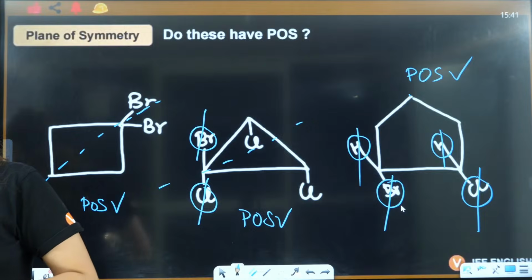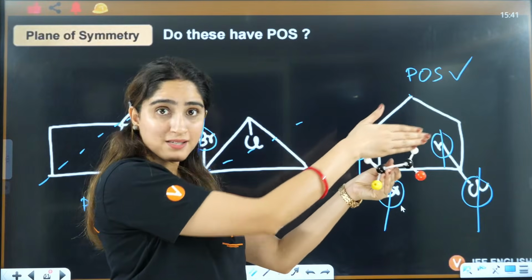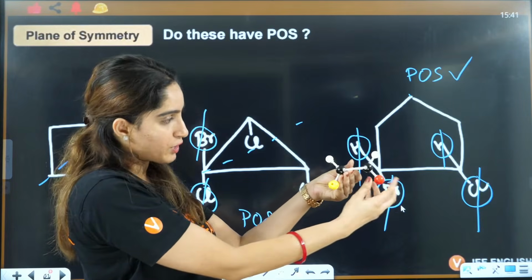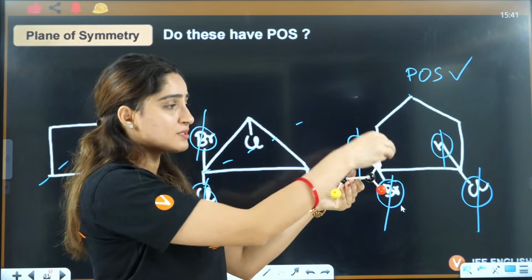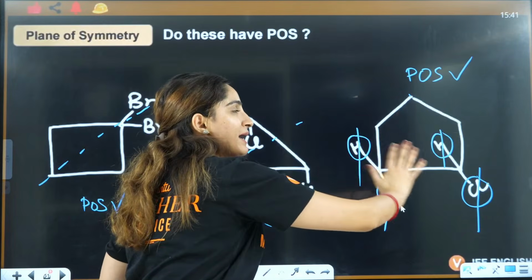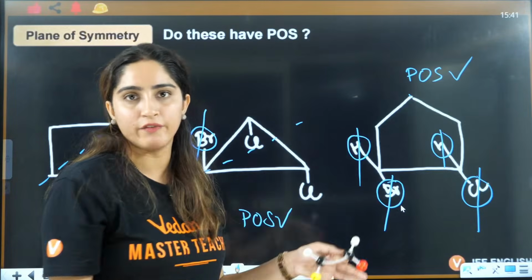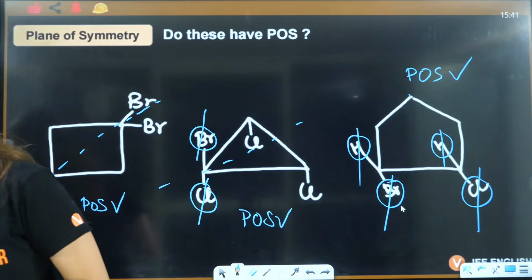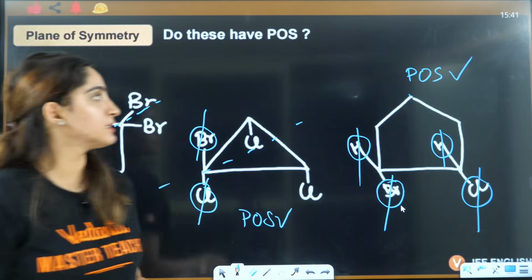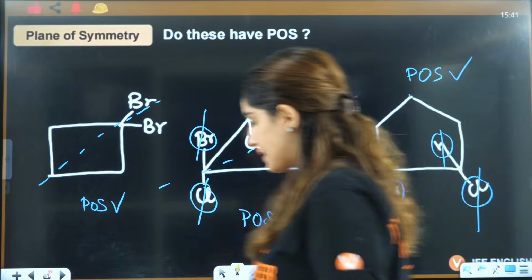Now when you pass a plane from here, this is divided into equal halves, this and this, all of them are divided into equal halves, and this whole pentagon ring is also divided into two equal cuts. That's how the POS is present here. Tell me guys, is that clear to all of you or not? Okay?